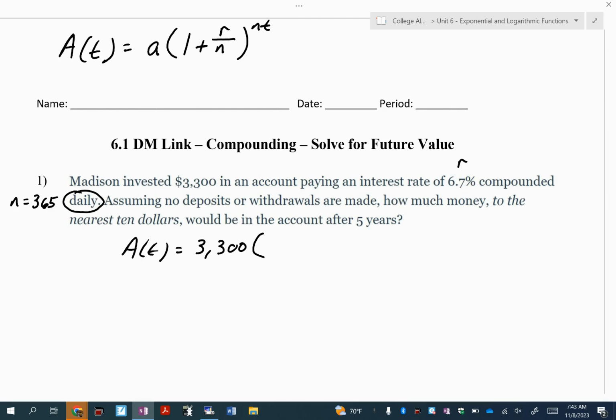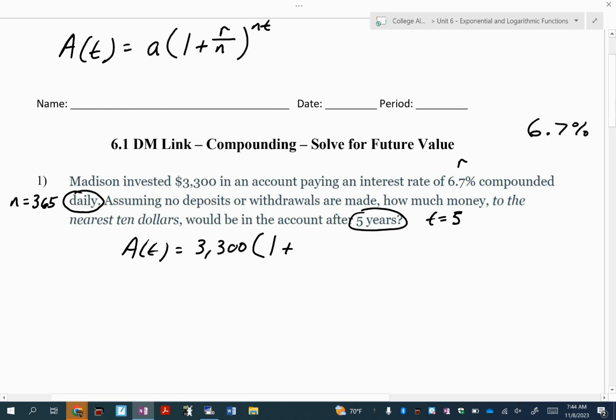We want to figure out if she doesn't take any money out and doesn't put any money in, after 5 years, how much money is she going to have? So my time T is 5. So let's put our stuff, 1 plus. Now, remember from yesterday, I want to write that as a decimal.